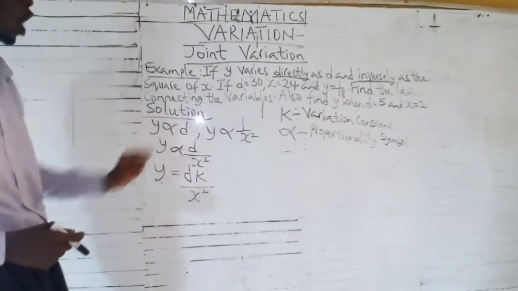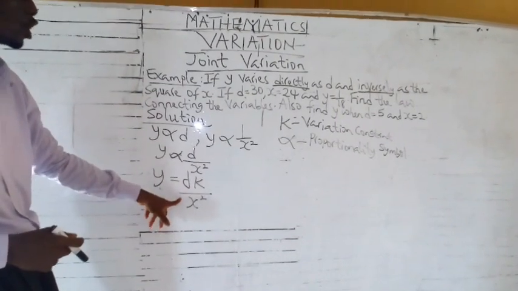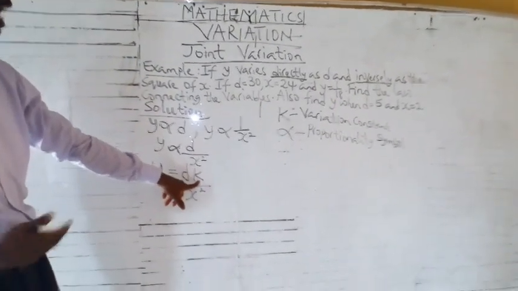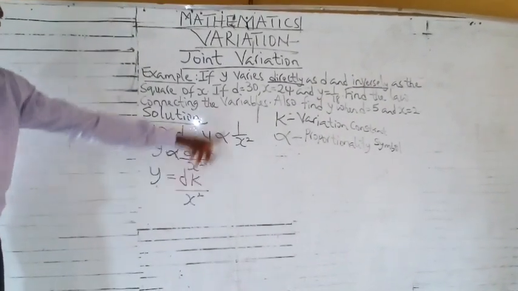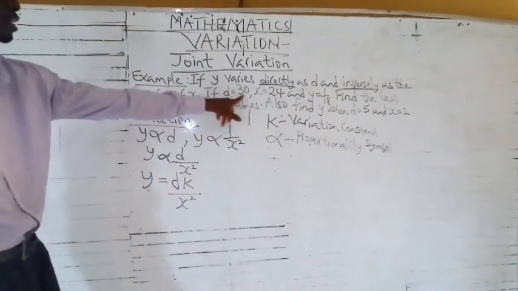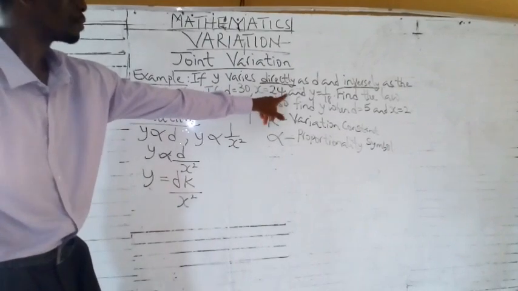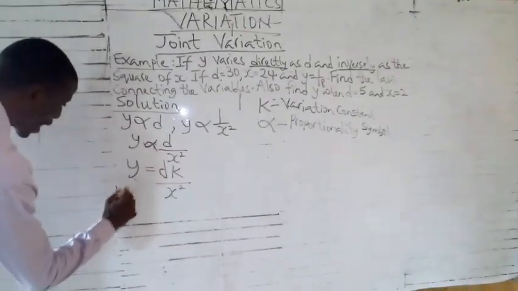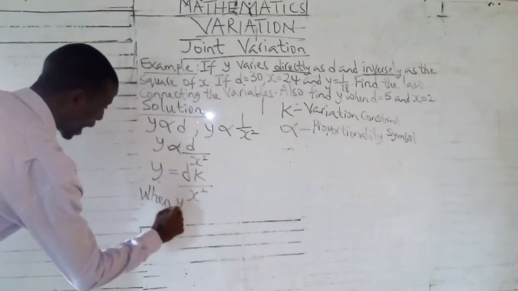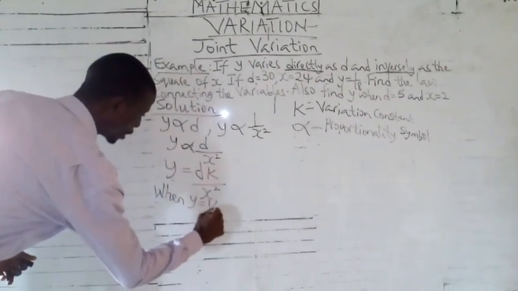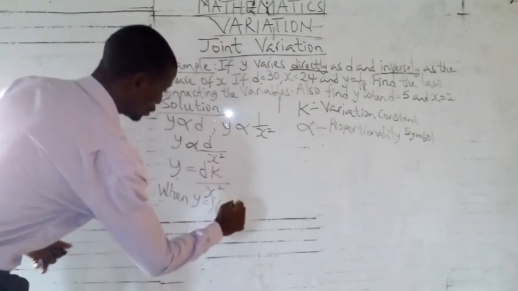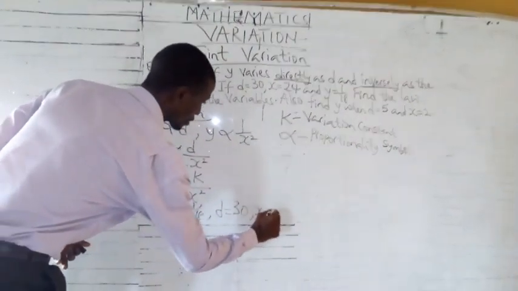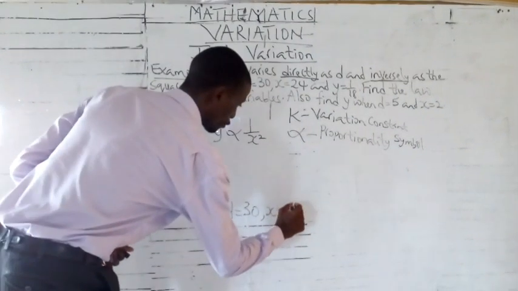If you look at the question, find the law connecting the variables. And for you to find the law connecting these variables, you must ensure you get your value for k. Now we're going to get our value for k. When y is 1/18, d is 30, x is 24.